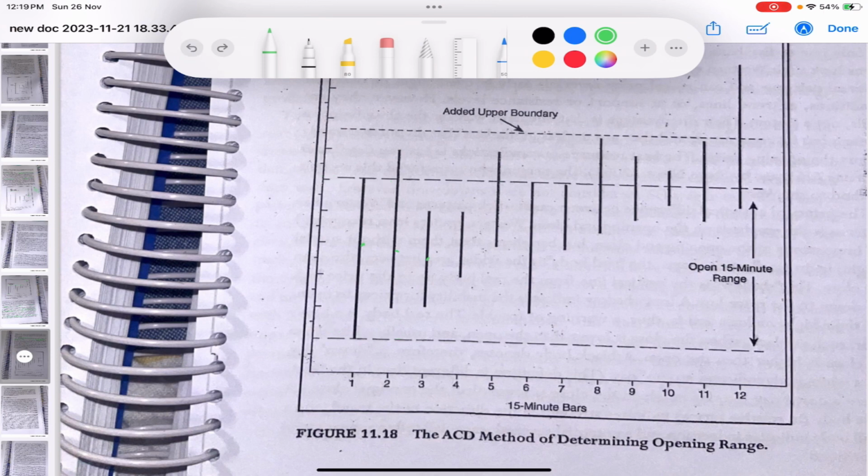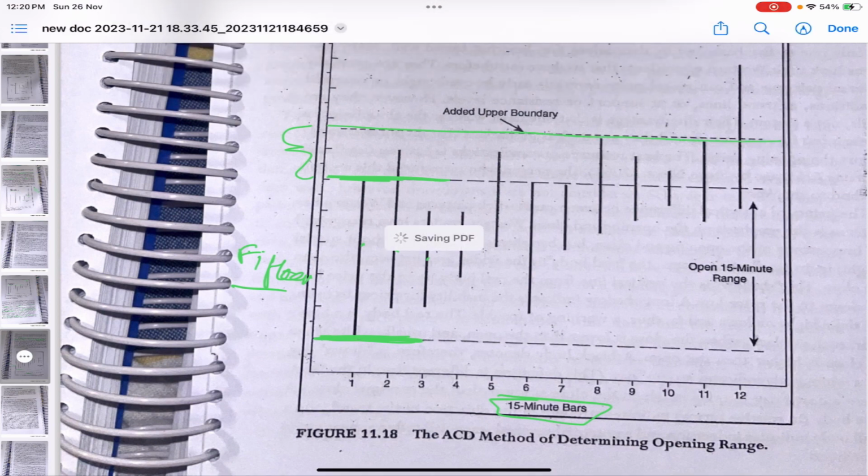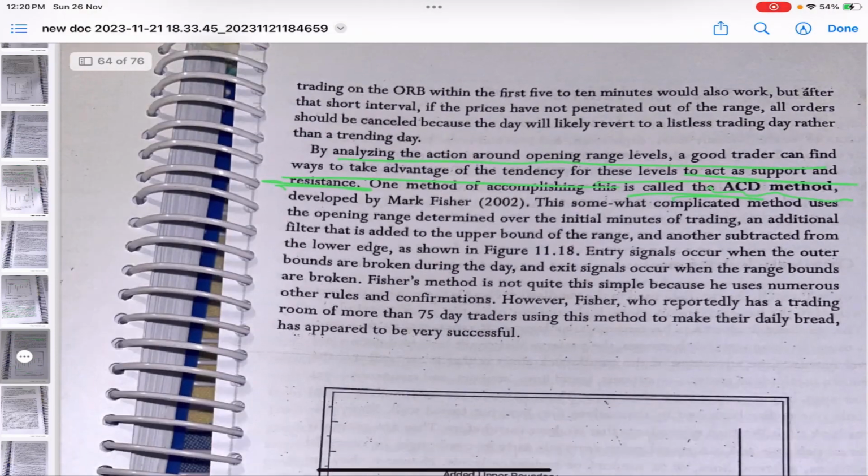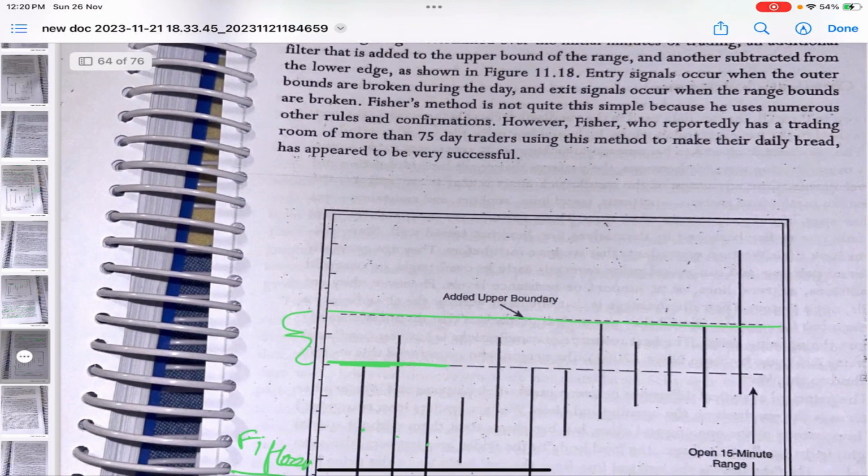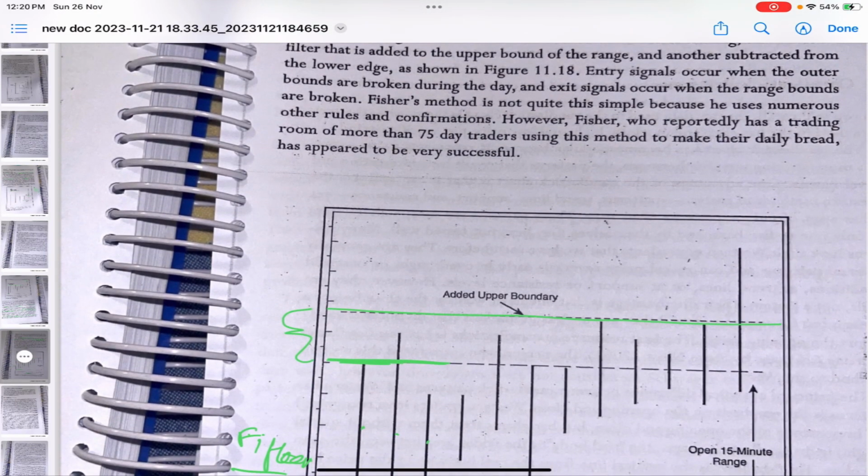Here they're not using the 5-minute candle, they're using the 15-minute candle. Okay, look at this. This is not a 5-minute. So the opening range is the high of the first 15 minutes and the low of the first 15 minutes. Now in the ORB, we saw that as soon as this gets broken up, we will enter. But here they're saying that they have added an upper boundary, and when this gets breached, then you will enter. Now that is what is known as the ACD method. There is a particular boundary which is broken, and only then you are going to basically use it.